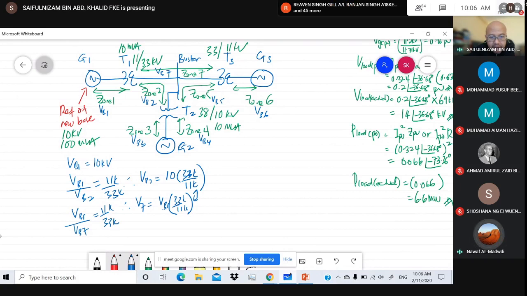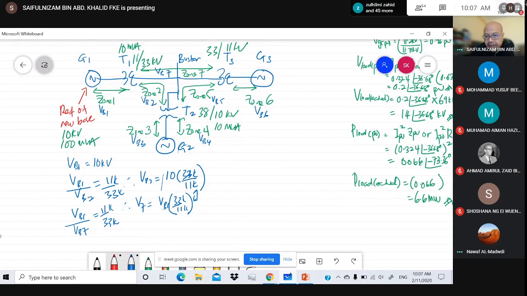You divide into the section from the primary or secondary of the transformer to another primary or secondary of the transformer. In this case, VB2 and VB7 are the same, right? You mean the same value? Yeah, the same value because the ratio of T1 is the same, right? Yes, 11/33, same. Okay.